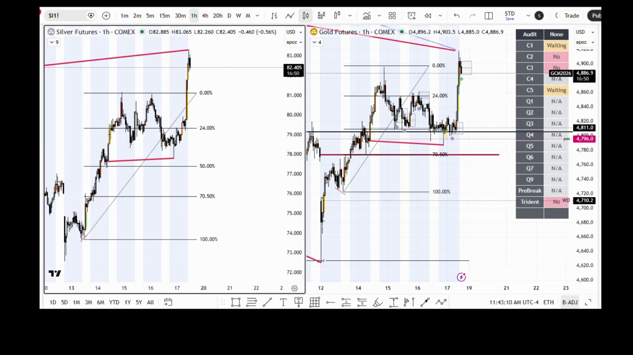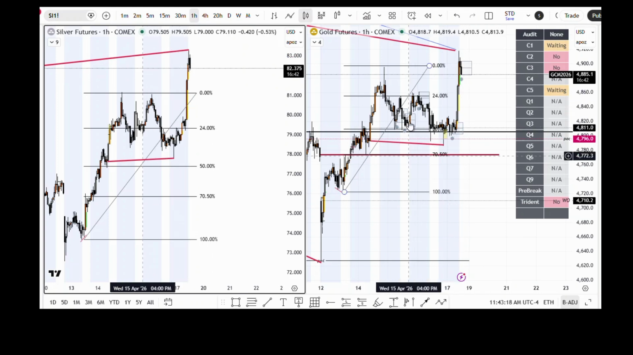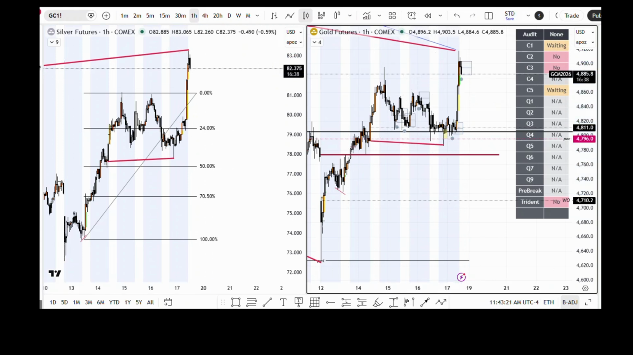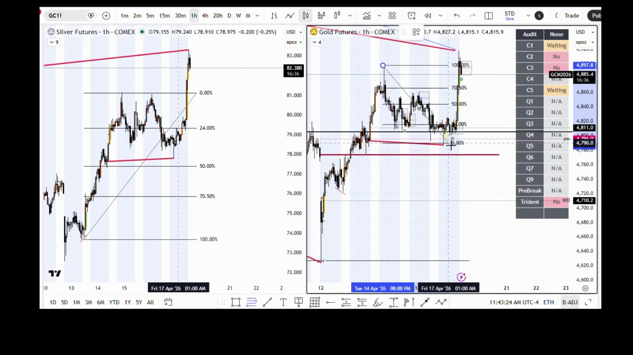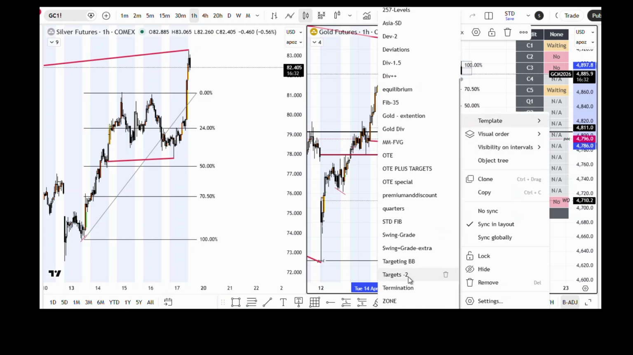That's another way. So you can see how gold has gone past this level but hasn't really extended. Silver has, and gold may just terminate at the 127. What I mean is if I take this fib away, I run the fib from this low to this low, and instead I look at a termination.